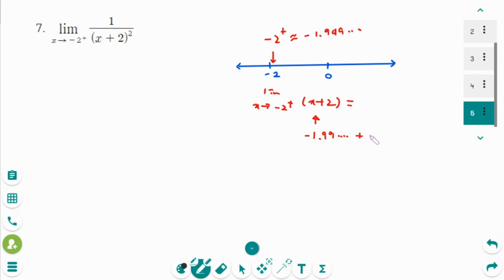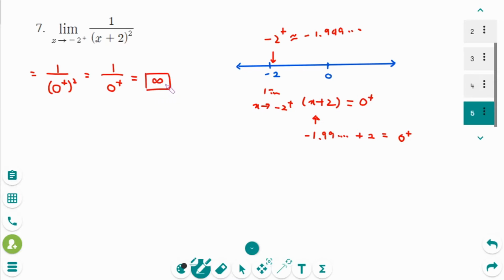so plus 2. It's not 0, it's actually 0 from the right side. It's a little bit greater than 0. Then back to original, we can rewrite as 1 over 0 from the right side, then squared. Then 1 over, so positive times positive means still positive. So 0 from the right side, the final answer is infinity.